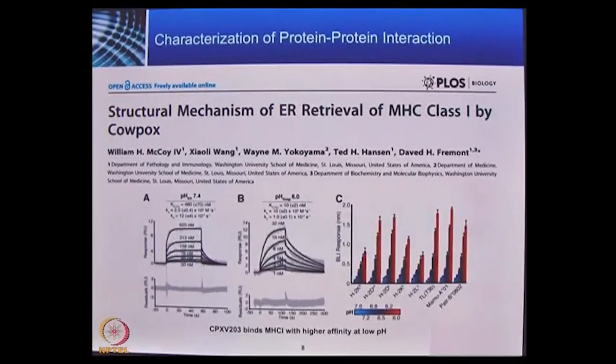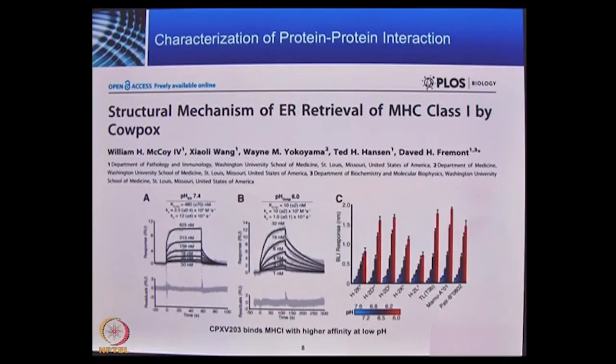Now let's look at one of the applications which uses BioLayer interferometry to analyze the binding between two proteins. In this particular research, we are studying the binding of MHC class I with another protein called CPXY203. In this particular study, the researchers performed a very stringent analysis of the interaction between the two molecules. They firstly used SPR technology, which is another technology used to analyze biomolecule interactions. Then they got the KD value.